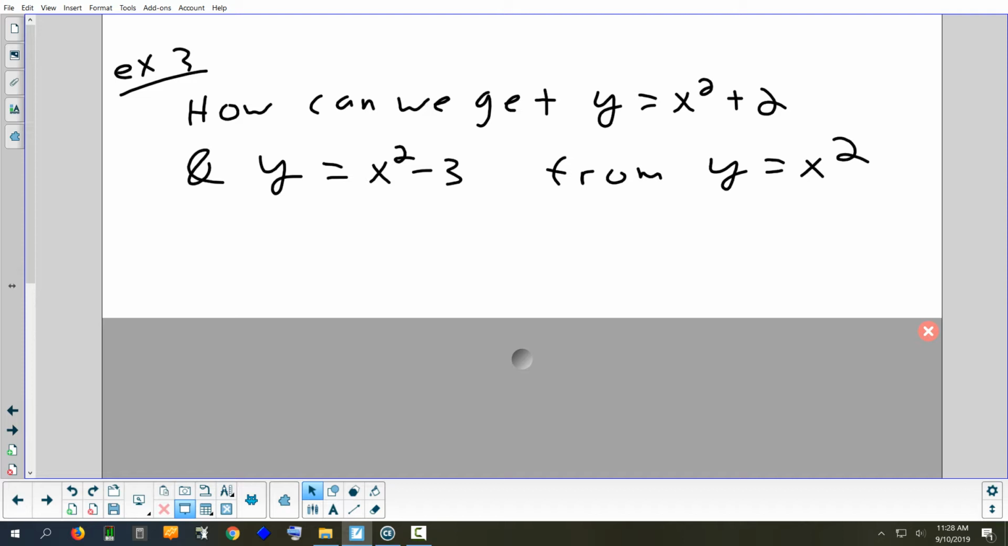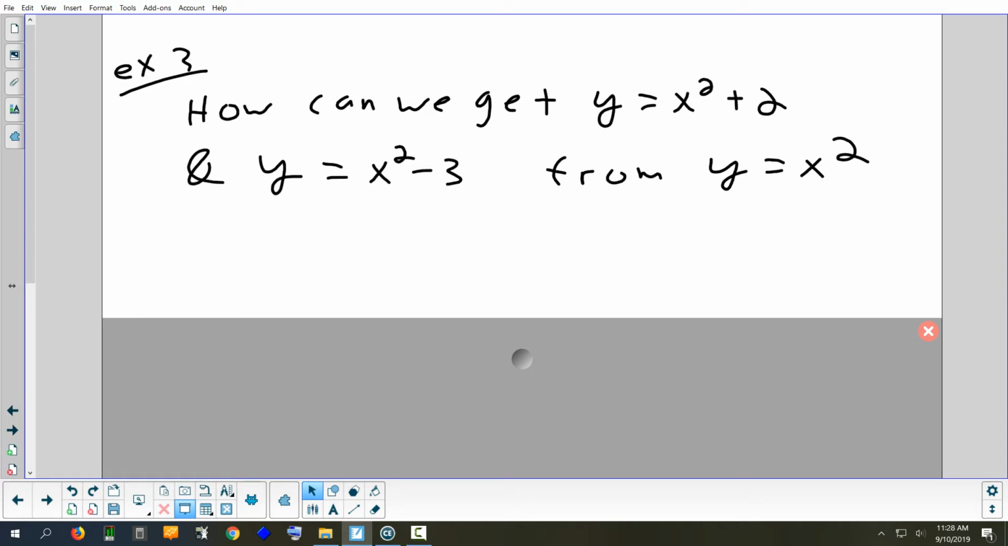So I'm looking for the transformation. Your options are it's either going to stretch vertically or compress, which we already did. It's either going to shift up or down, or it could shift left or right, or it could stretch left or right. Yeah? It's going to shift up. Okay, so let's take a look.